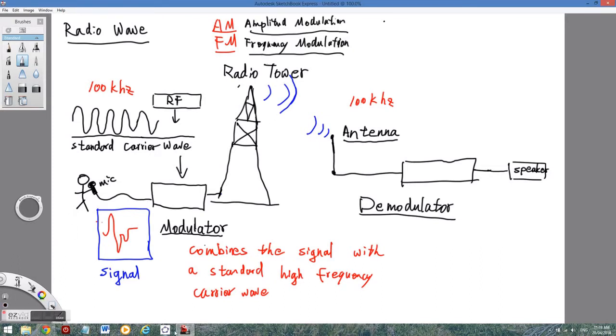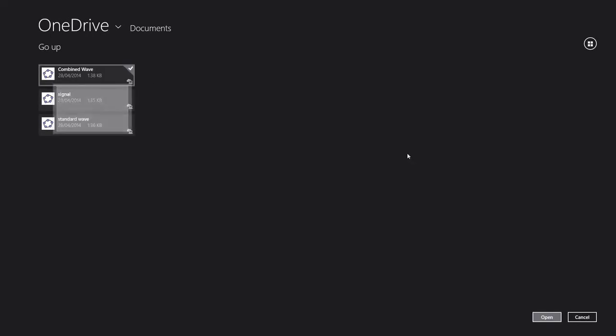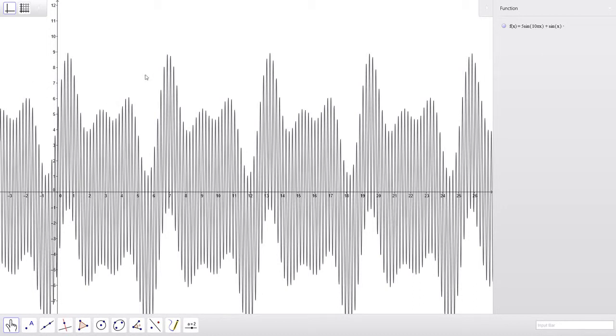Now, what I showed you before with the carrier wave, the combined signal here, is an example of amplitude modulation, because from the amplitude we can see a trend. We can see the trend of the original signal.